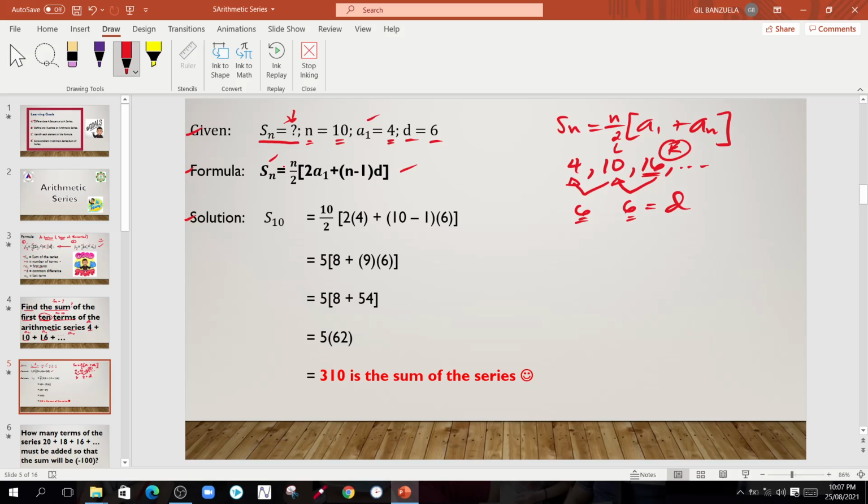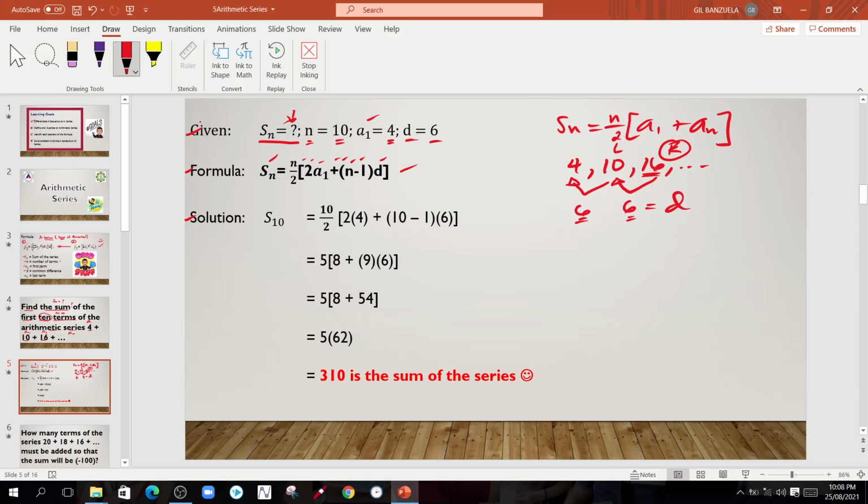So, S sub n is read as the sum of the series. So, this time we are looking for the sum of the 10 terms. Diba? Is equal to the number of terms over 2 or half of the number of terms. Then, multiply to twice of the first term. Then, plus a quantity of the number of terms minus 1 times the common difference.